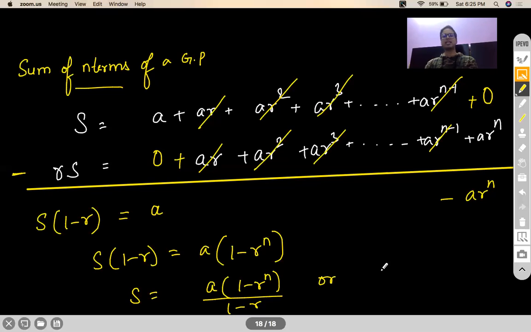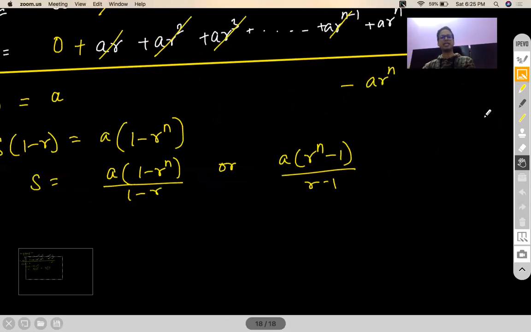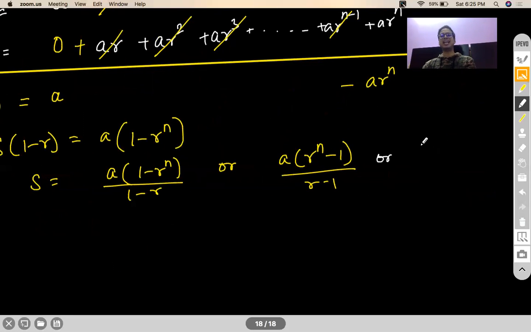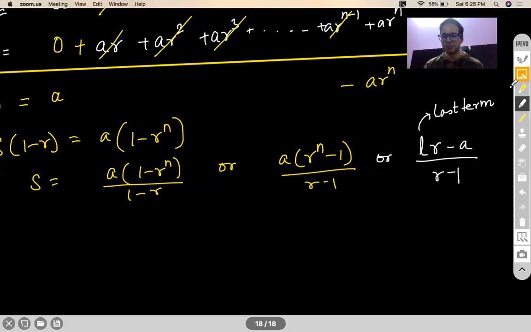You can also write it as a times r to the power n minus 1 by r minus 1. You can also write it as l into r minus a by r minus 1. What is l? l is the last term, so last term into the common ratio. So if you know your last term, first term, and common ratio, then basically you don't need the number of terms there. You can also find out the sum by the use of this formula.